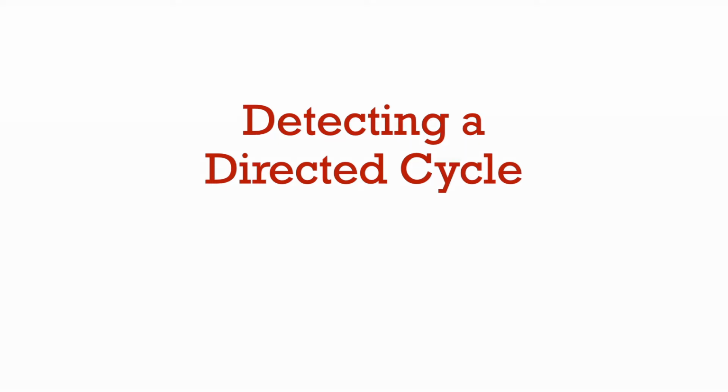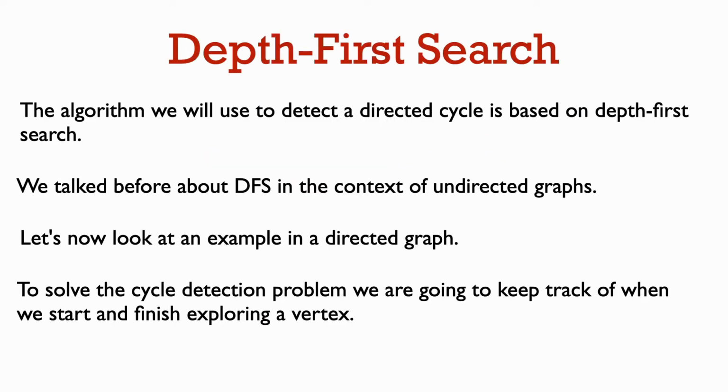In this video, we are going to see how to determine if a directed graph has a cycle and output a cycle if it does. The algorithm will be a simple modification of an algorithm we have already seen, that is depth first search.